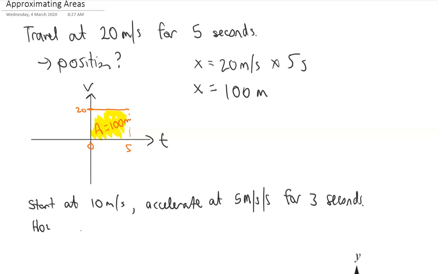Okay, how far have I travelled in 3 seconds? I start travelling at 10 metres per second, I accelerate at 5 metres per second every second for 3 seconds. How far have I travelled in 3 seconds? There's a number of ways. If you're a physics student, you will know that there's a formula for that. What would that formula be, physics students?